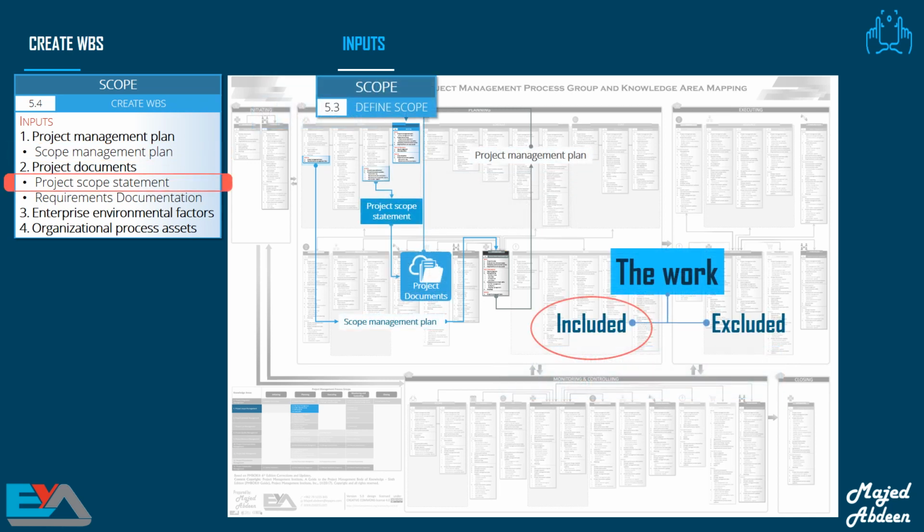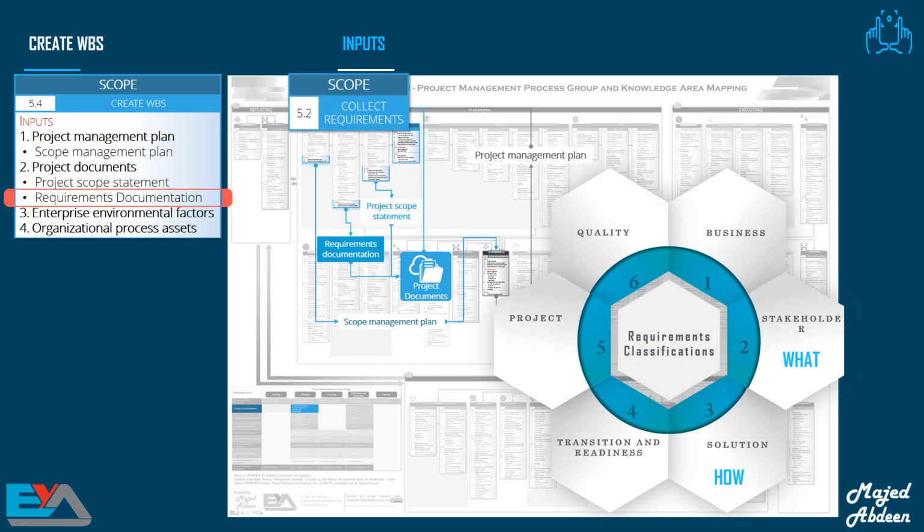We also need the project documents, which contain the project scope statement, which is the output from the previous process, define scope. If you remember, in the define scope process, we specify the work that will be included in the project. Also, we specify the work that will be excluded. Here at Create the WBS, we focus on breaking down only the approved work that will be included in the project. Also, one of the project documents we need is the requirements documentation. This is an output from the collect requirements process. There are the business requirements, stakeholder, solution requirements, and any other approved requirements we've collected during the project.